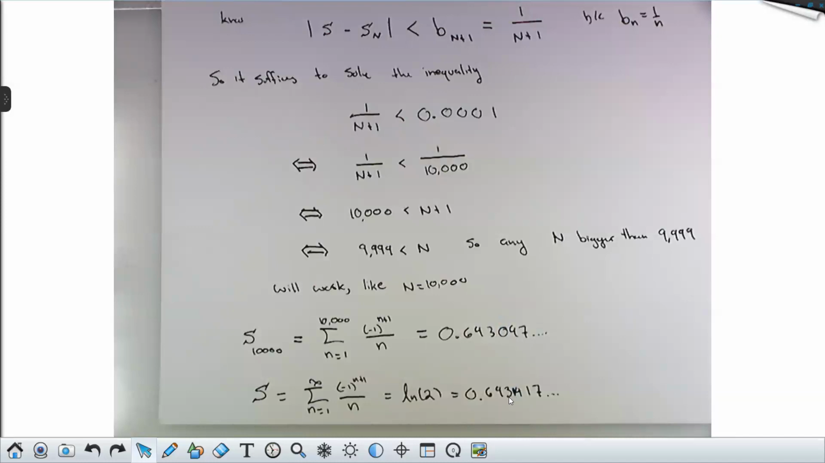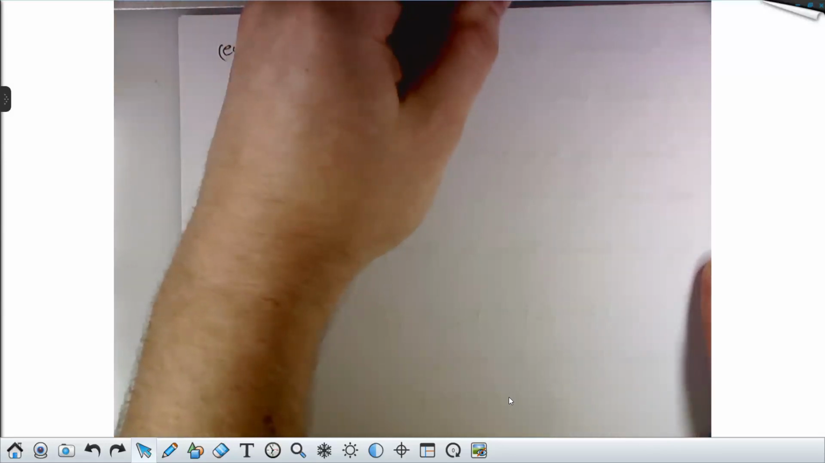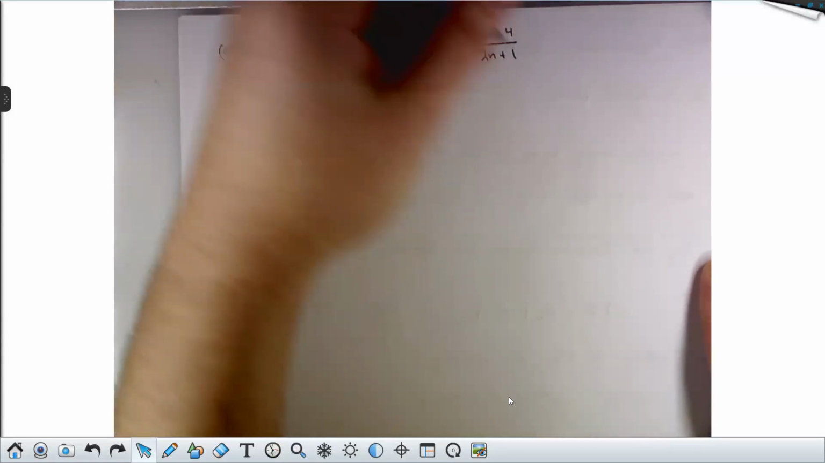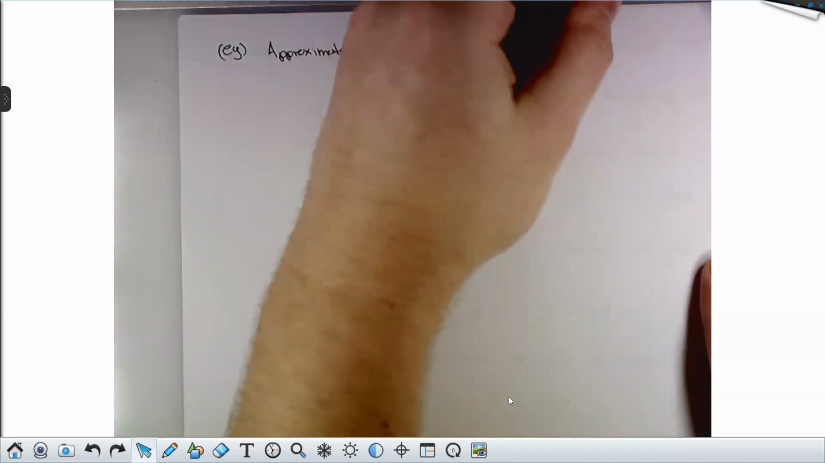I'd like to do one more example with this, and then I'll let you guys go. There's no need to push any harder today than is necessary. Let's approximate the series S equals the sum from 0 to infinity of negative 1 to the n times 4 over 2n plus 1, to 3 decimals.